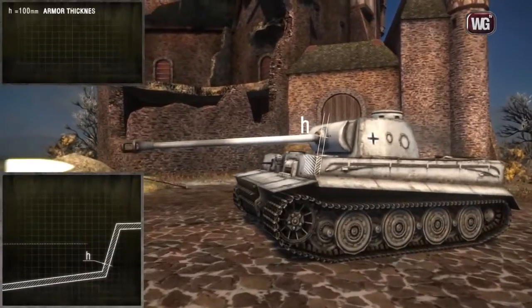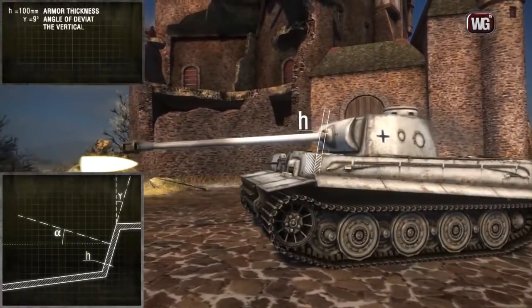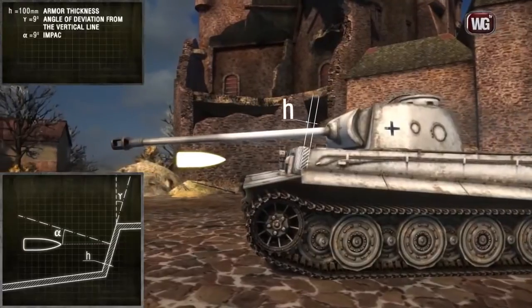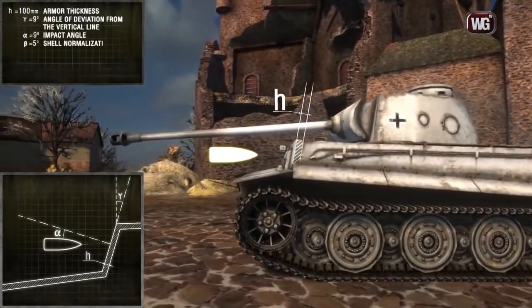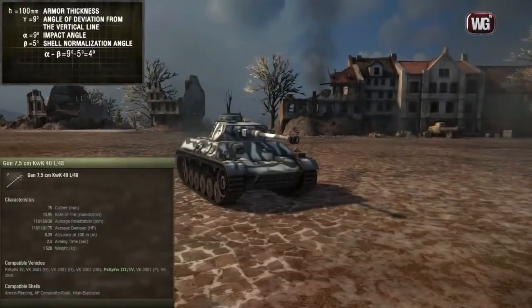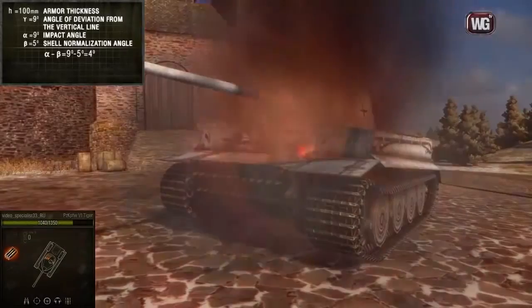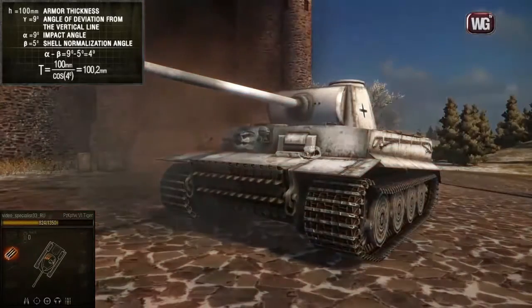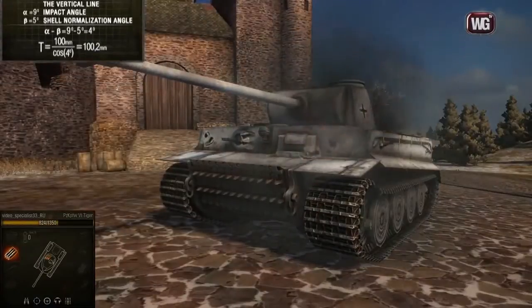Its upper armor plate thickness is 100 mm, and its deviation is only 9 degrees from vertical line. The impact angle is the same, and normalization effect makes it 4 degrees. Let's try the KWK-40L48, which has an average penetration of 106 mm. That'll result in multiple armor penetration before the 25% penetration variable is applied, as the effective armor thickness in this case is still 100 mm.